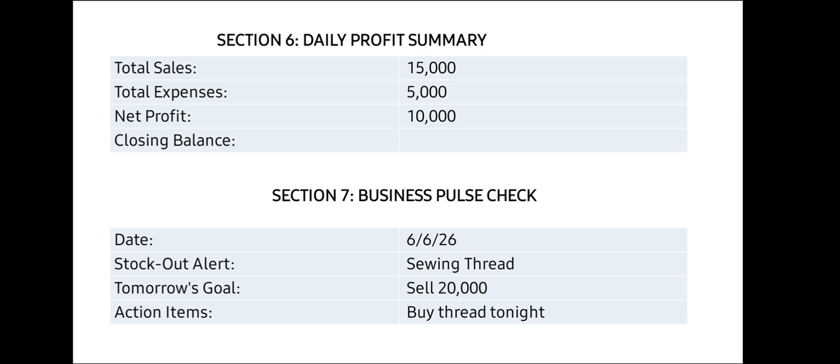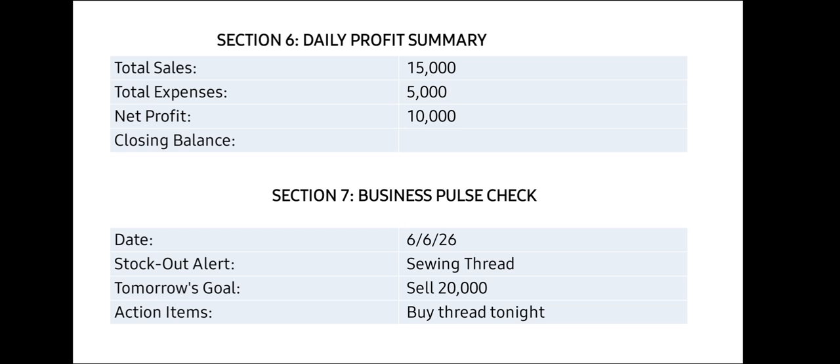Let's move to section 7, business pulse check. This helps you think like a business owner, not just a worker. This is how to use your business pulse check. Stock out alert. This means what is about to finish in the business. Oh, that product is about to finish. That is stock out alert. Even where you've taken inventory, you still need to do what we call business pulse check.